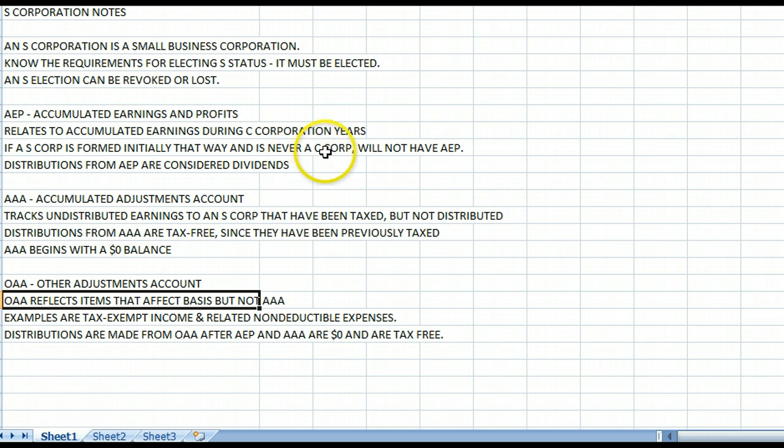They also could not have accumulated earnings and profits even if they were a C corporation, if they did not have any positive retained earnings. When you distribute from your AEP, those are considered dividends.